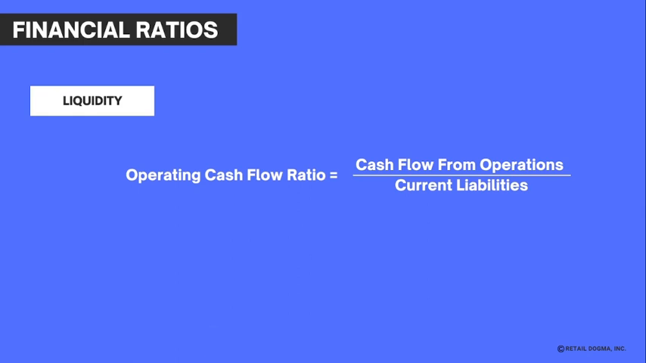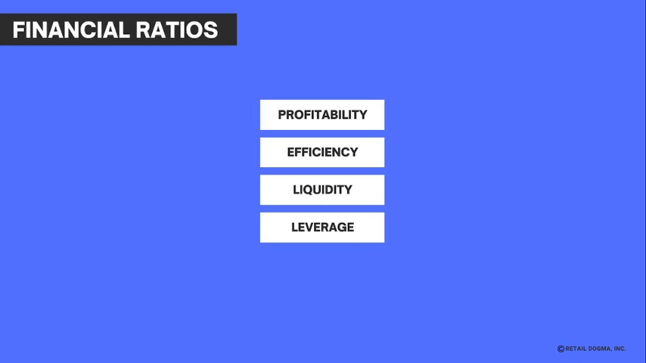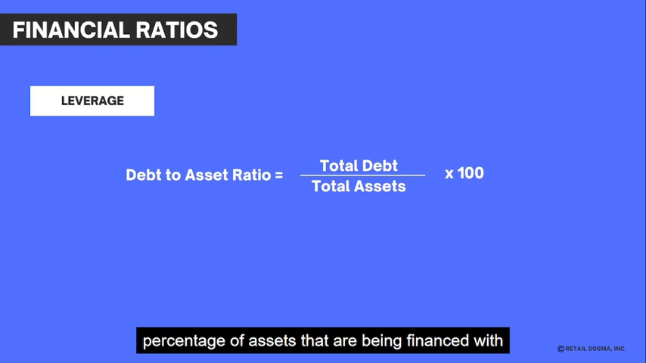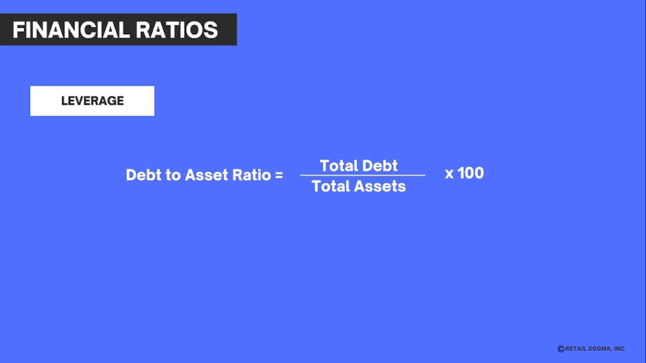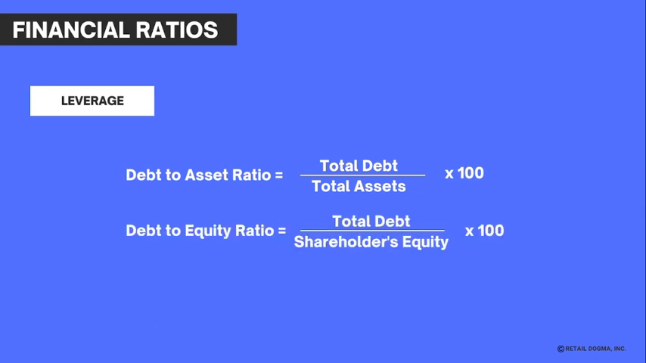Leverage ratios show how the company's assets and its business operations are financed. Leverage ratios include debt-to-asset ratio or debt ratio. This measures the percentage of assets that are being financed with debt. This ratio is used by analysts, creditors, and investors to measure the degree of risk of this company. The higher the figure, the riskier it is to extend loans to and invest in.